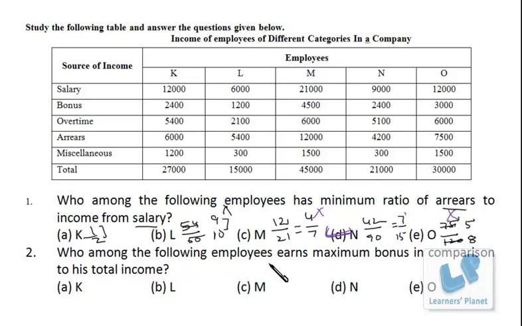Similarly, who among the following employees earns maximum bonus in comparison to his total income? That is bonus by total income, the ratio we have to find out. So here the bonus is 24 and the total is 270, right? Two zeros I am cancelling out. So it's 24.